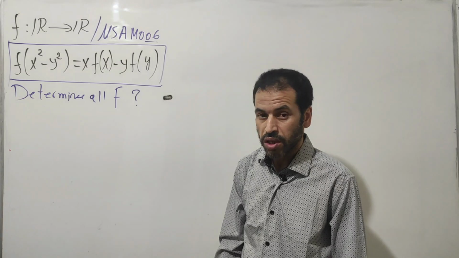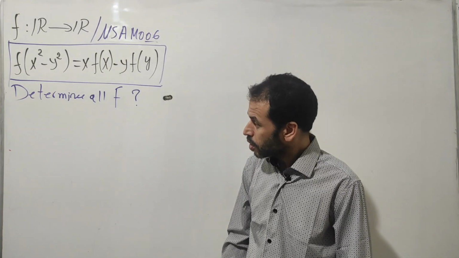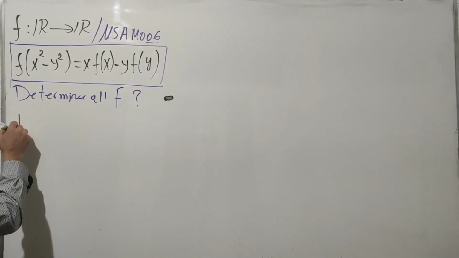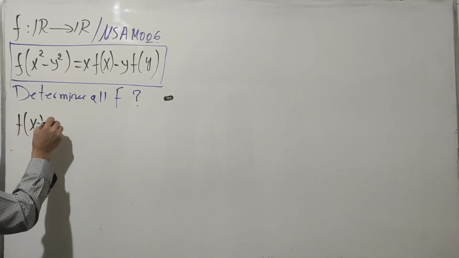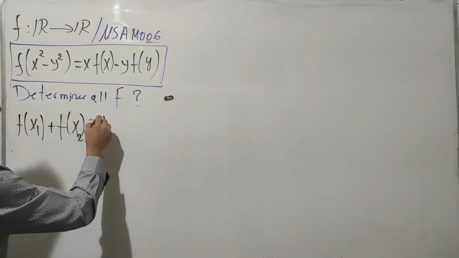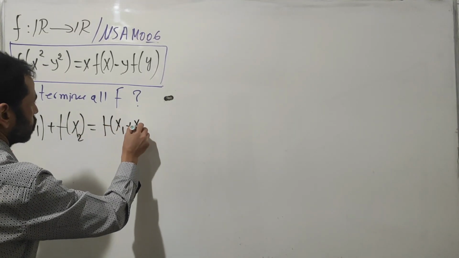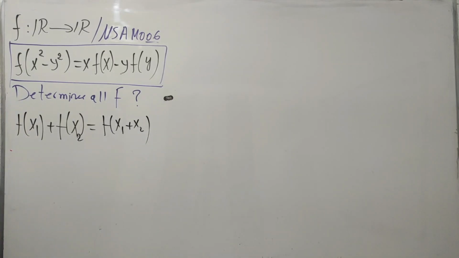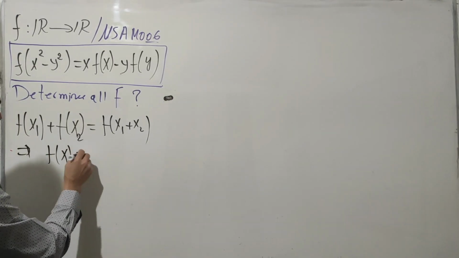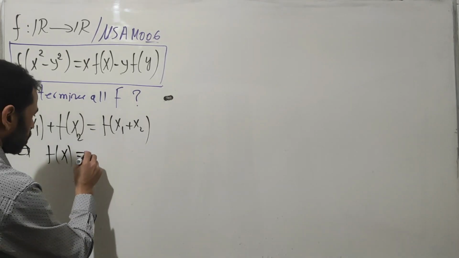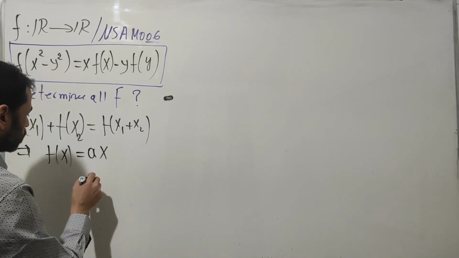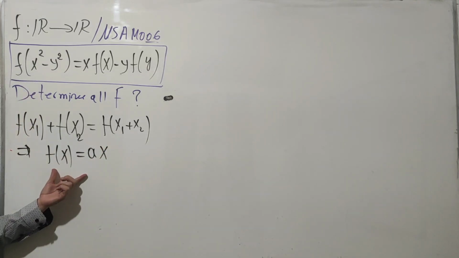What does additive function mean? If you have a function with f of x1 plus f of x2 equals f of (x1 plus x2), then the function f of x is going to be expressed as a multiplied by x. This is an additive function.